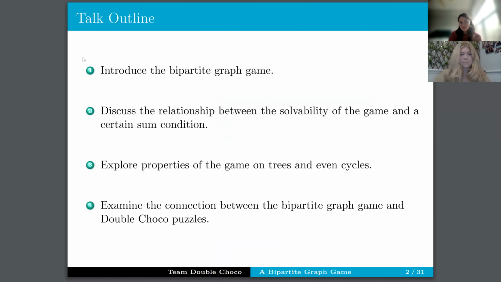So first we're going to introduce the bipartite graph game. We'll then discuss the relationship between the solvability of the game and a certain sum condition. We'll then explore properties of the game on trees and even cycles. And to end, we'll examine the connection between the bipartite graph game and the double Choco puzzles.